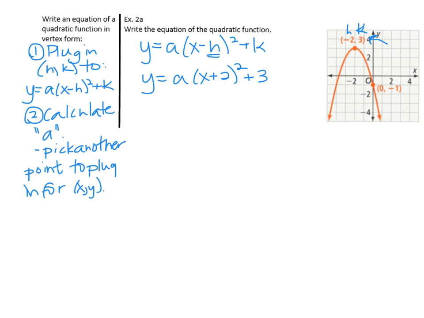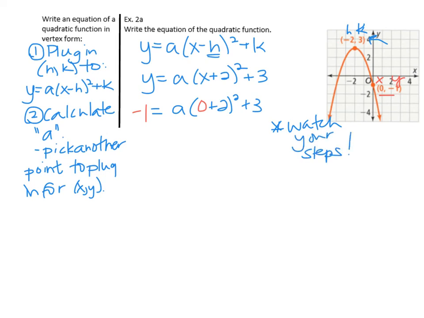So now to calculate our a value, notice on the graph there's another point that we can substitute in for x and y. The y value is -1 when the x value is 0. Leaving everything else unchanged, now our only variable is the a value. Now we have to be careful on order of operations here, so I'm just going to say watch your steps. And here's what often happens. 0 plus 2 on the inside is 2, and 2 squared is 4. We get -1 equals a times 4 plus 3.